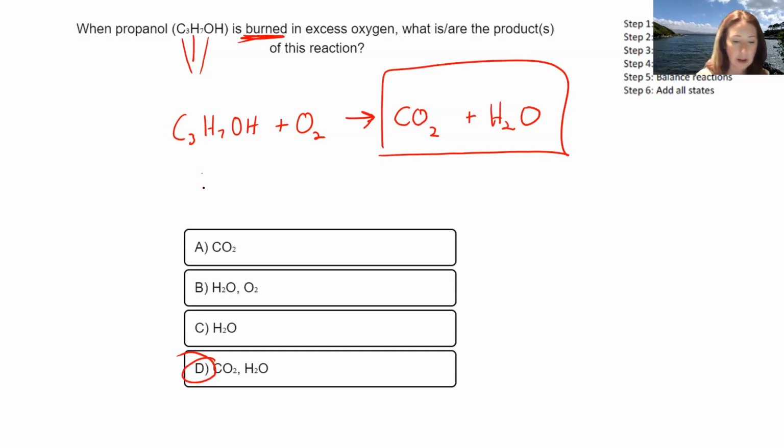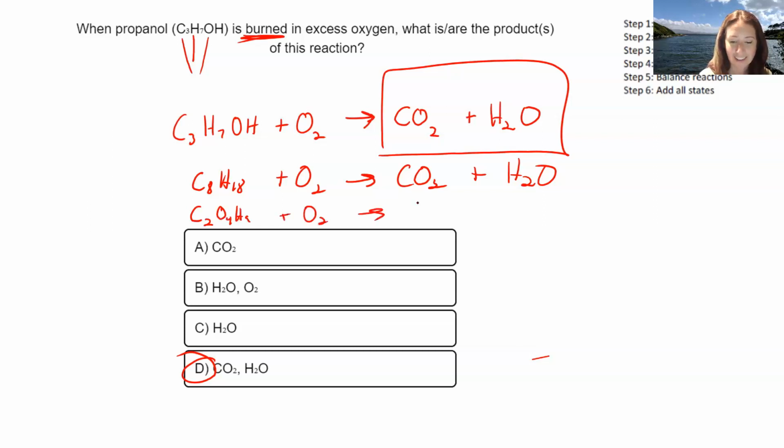Combustion reaction, so you could have C8H18 plus oxygen. Products, CO2 plus water. You could have C2O4H9, this doesn't exist. Products, CO2 plus water. So combustion always makes CO2 plus water. So lock that one away in our brains.